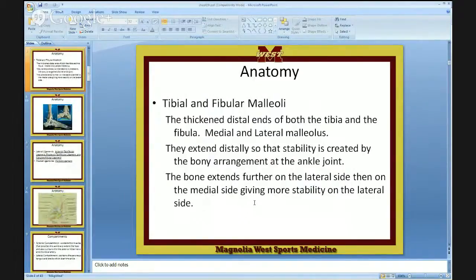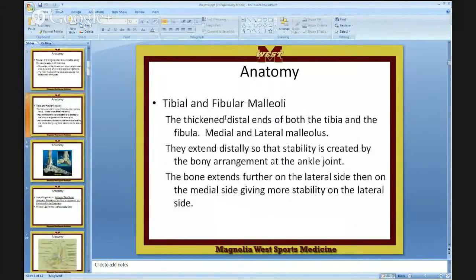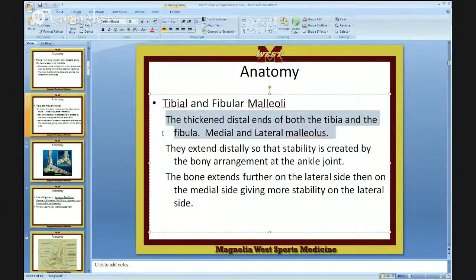All right, number 4. Here's some more anatomy on slide number 4. True or false? The thickened distal ends of both the tibia and the fibula are known as the medial and lateral malleolus. Is that true or false? Well, if you study your stuff, you might have an idea. The medial malleolus bone extends farther than the lateral malleolus bone. All right? You'll find that out right there.